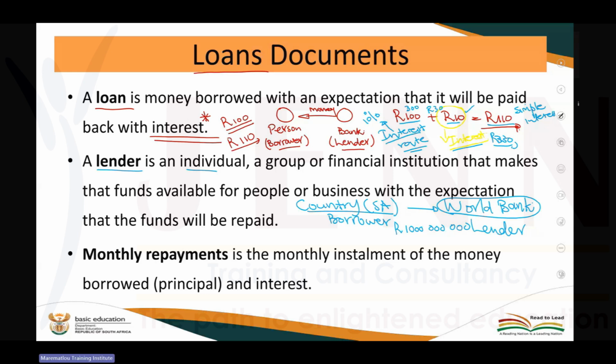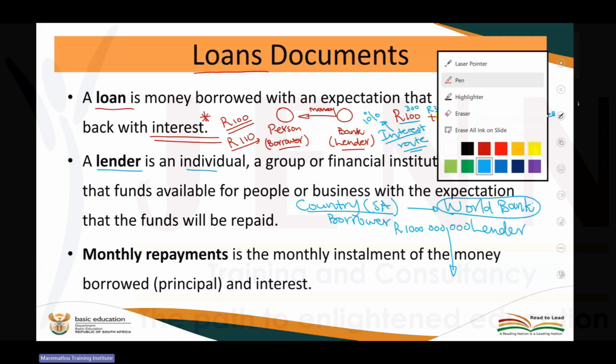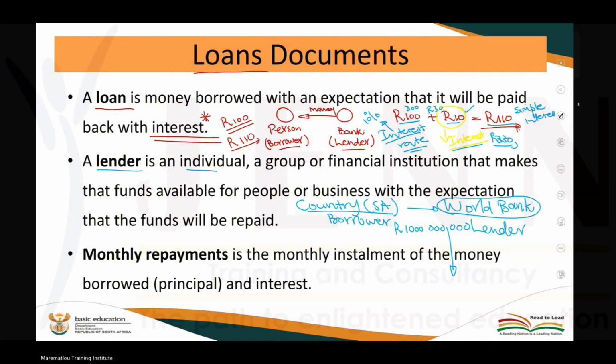If we say South Africa has borrowed with an interest of 6%, how much will the money be when they bring it back to the World Bank? So you must be able to calculate 6% of 1 billion because you are doing grade 12. So in grade 12, you must be prepared to work with large digits.